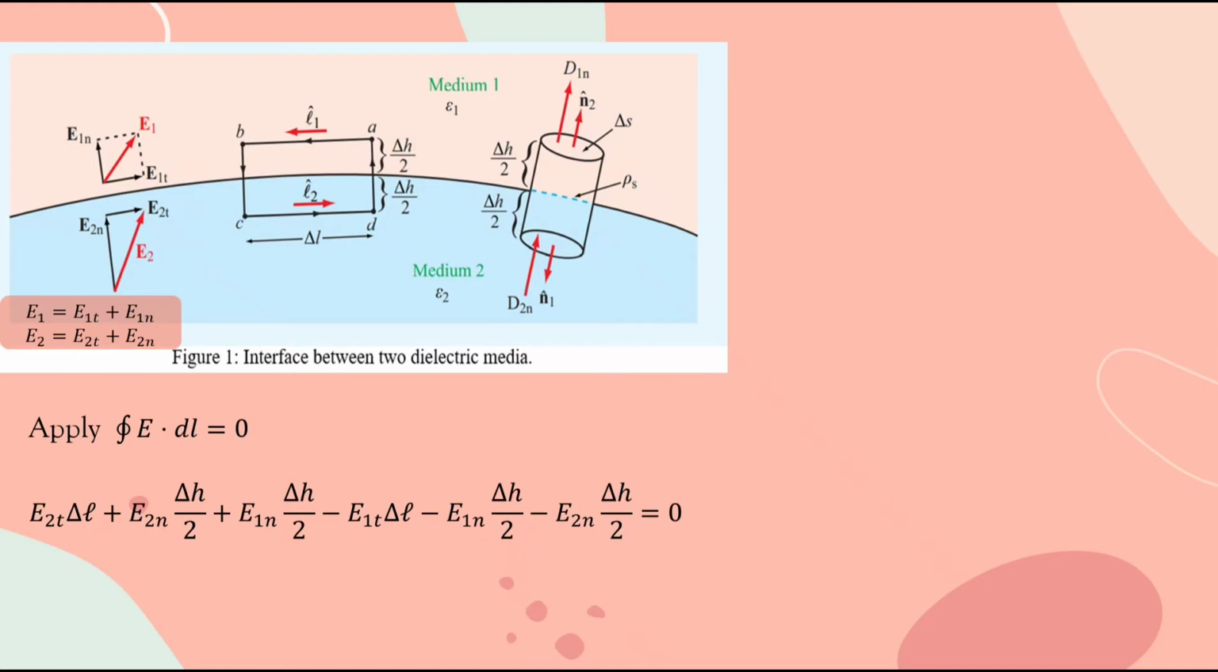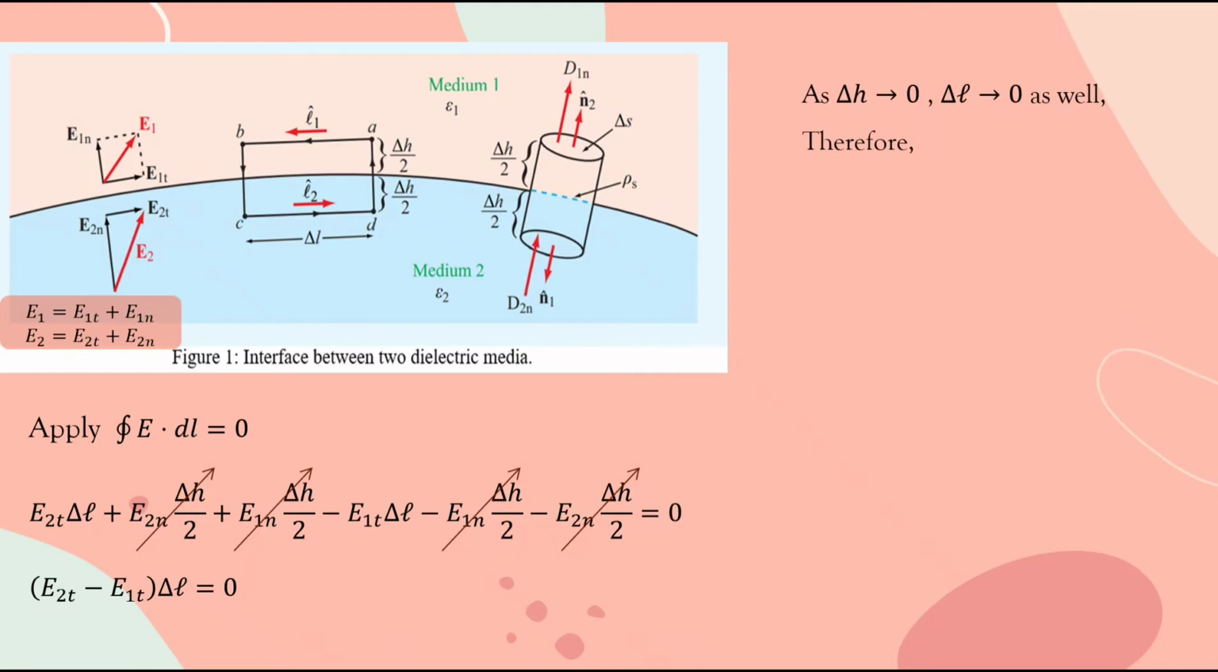This rectangular closed path, half of the path is in region 1 and half of the path is in region 2. Then we apply the E dot dl in this closed path, that we only take the magnitude parts of E1 and E2. Then we come up with this integration. So after cancelling some terms, we have (E2t minus E1t) delta L equal to 0.